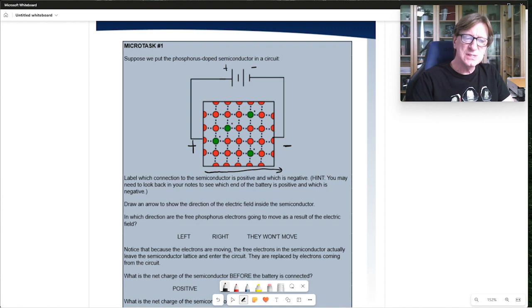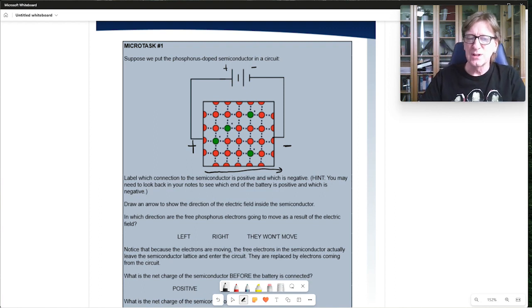Okay, then the next question says, in which direction are those free phosphorus electrons going to move as a result of the electric field? The electrons have a negative charge. So what's going to happen to them? Well, you've got a charged particle, you've got an electric field. They're obviously going to move. If this is my electron, right, then it's going to get repelled and they're going to move. Let's do a different color here. They're going to move to the left, just like that.